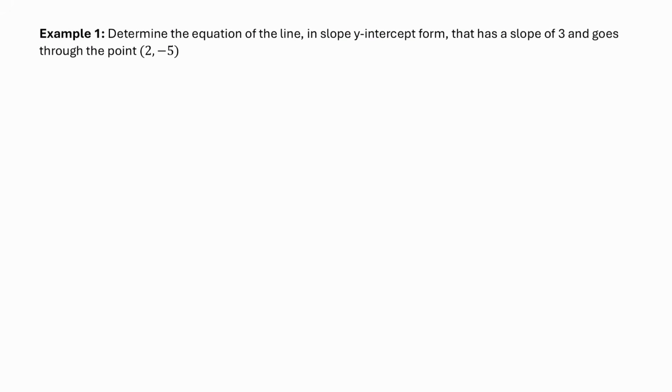Example 1 says determine the equation of the line in slope y-intercept form that has a slope of 3 and goes through the point 2, -5. So slope y-intercept form, that means the format y equals mx plus b. And to write the equation of a line in that format, I need to know the values of m and b. Well, it says the slope is 3. That means that the m value, the slope, is 3. So I can replace m with 3.